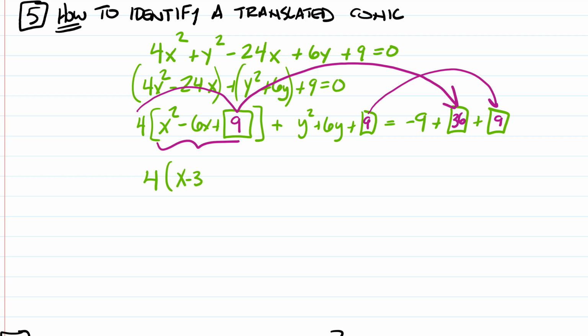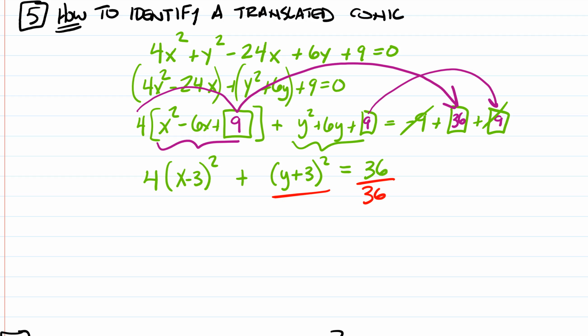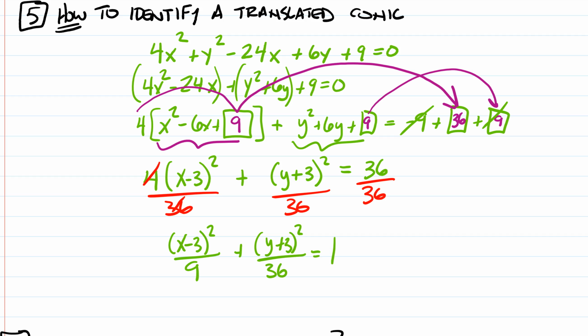Okay, so this becomes your perfect square trinomial, and it's going to be 4 times the quantity x minus 3 squared. This is a perfect square trinomial, and it's going to be y plus 3 quantity squared. Then on the other side, the 9's cancel, and you're left with 36. The only thing left to do is divide each one by 36, and the answer is going to be staring at you. So 4 over 36 reduces to a 9th, so I'm going to get x minus 3 quantity squared over 9, plus y plus 3 quantity squared over 36 is equal to 1.